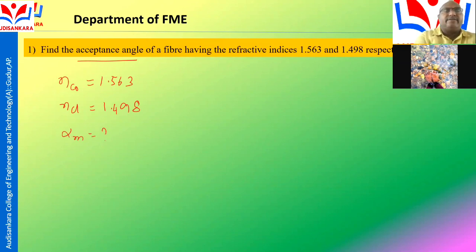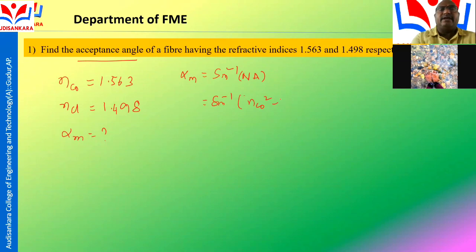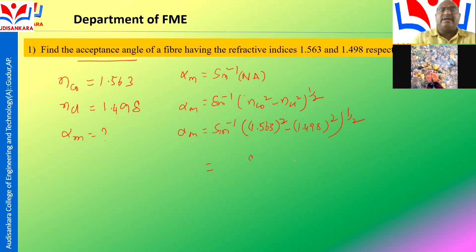My dear students, the formula for the acceptance angle: alpha m is equal to sin inverse of NA, that is equal to sin inverse of square root of NCO square minus NCL square. So alpha m is equal to sin inverse of square root of 1.563 whole square minus 1.498 whole square. It is a degrees and minutes value, right? Make it fast. My dear students, anyone of you please raise your hand. Correct answer.